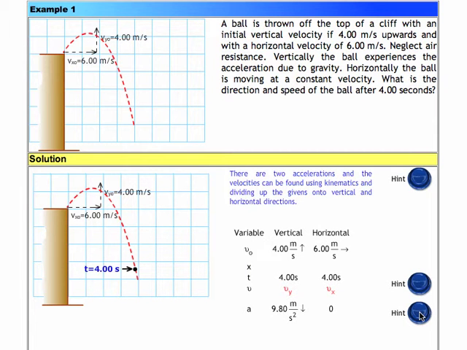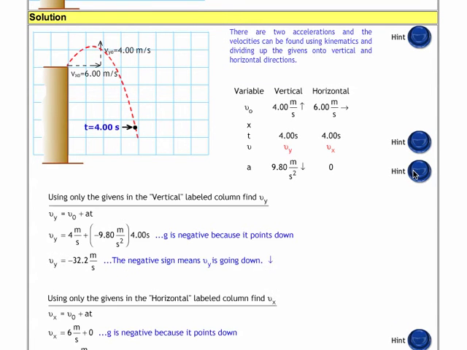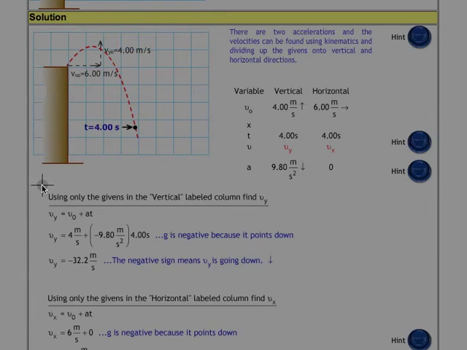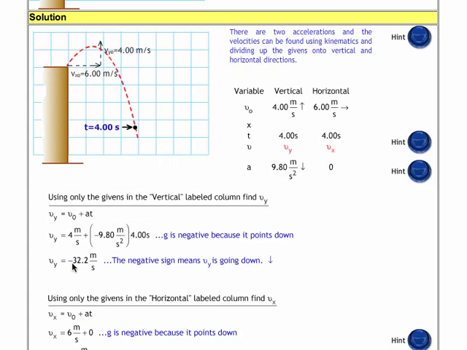Alright, so let's continue on with some of these hints. Now, to find the velocity, I'm going to use the vertical givens, using only the vertical columns of givens up here. Don't cross over to the horizontal. Vertical answer, vertical givens. So v in the y direction is equal to v naught plus at from the vertical list. So 4 is going up, that's positive. Acceleration is downward, so that's negative, times 4 seconds. And that gives me a negative 32 meters per second. So that means it's going downwards because my final answer there is negative.